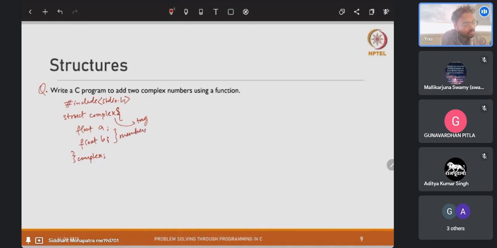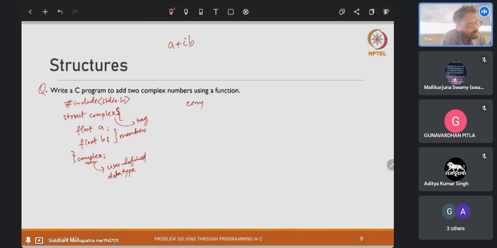So basically, if I am talking about complex numbers, I am talking about a plus ib. That is why I have taken two different floating point values which represent a and b as members of the structure. This is a new, user defined data type now, and I can define structures using just complex. I'll show you how. Now next I have to define a function, right, which takes two different complex numbers and adds them up. So let me write that function.